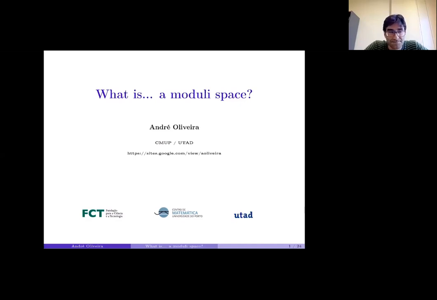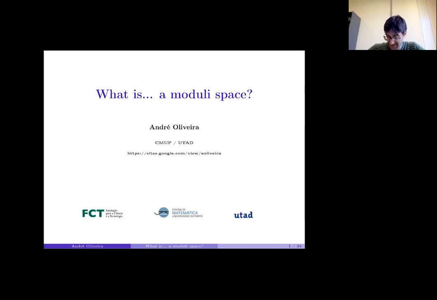So I'm going to be really, truly elementary on this subject. I was asked by Elder to give an idea about what a moduli space is. So I'm not going to enter into technical details. I apologize if there is someone in the audience who is into algebraic geometry or really wants to know the true definitions of moduli space. This is not the correct place. I'm going to give you an idea. My goal is that people get an idea of what these objects are, okay?